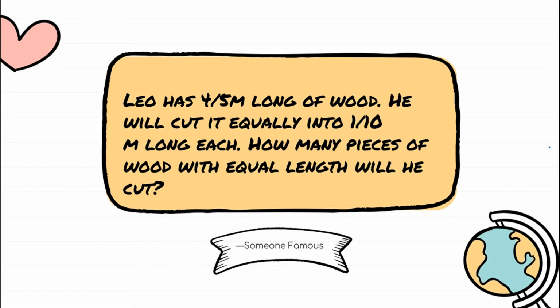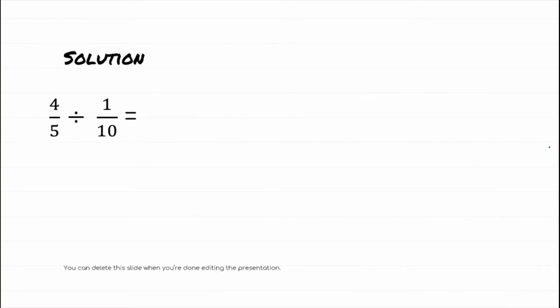Now, let's start with a word problem. Leo has 4/5 meter long of wood. He will cut it equally into 1/10 meter long pieces each. How many pieces of wood with equal length will he cut? Okay, so for this one, the solution is that we're going to divide 4/5 by 1/10.